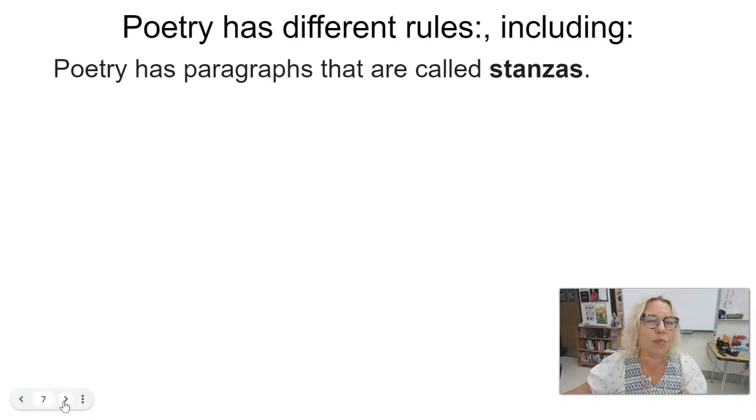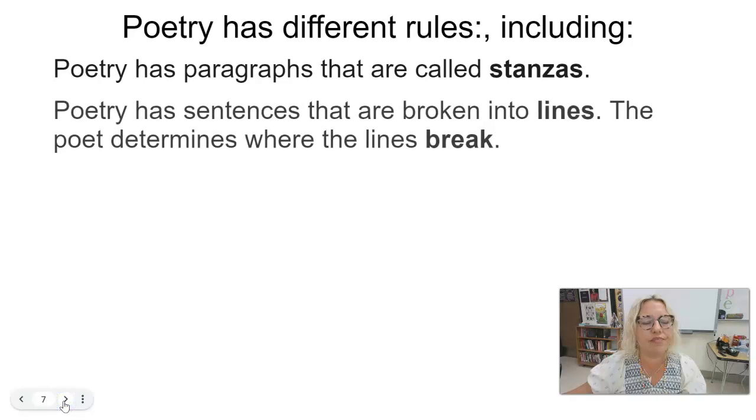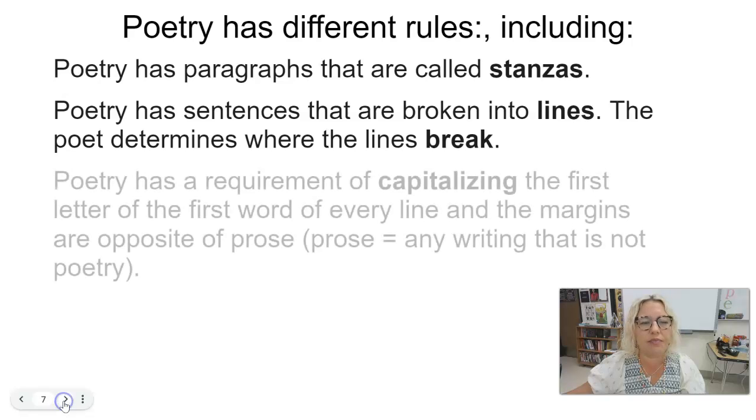But first of all, poetry has paragraphs that are called stanzas, and they're just shown by a space. You don't indent the beginning of a stanza, unlike the beginning of a paragraph that does have an indentation. Poetry has sentences that are broken into lines. The poet determines where the lines break. They don't have to break at the end of a sentence. When a sentence ends, there usually is a line break, but then you can also make line breaks other places.